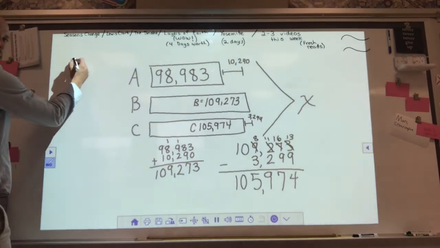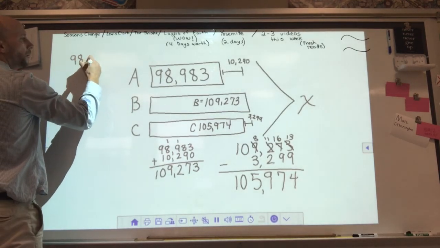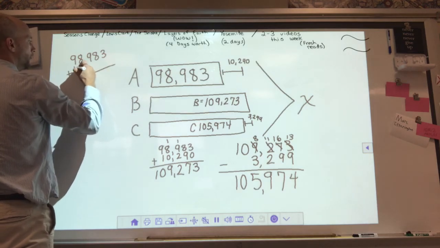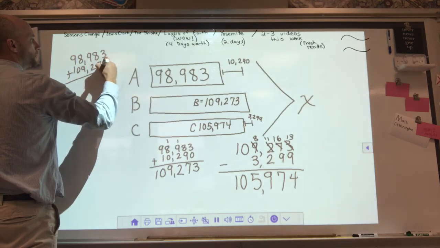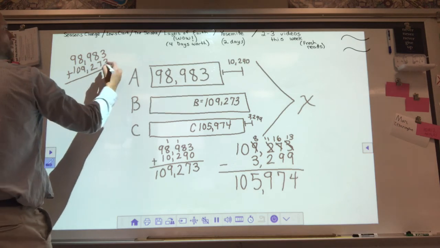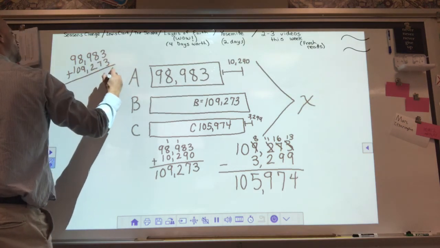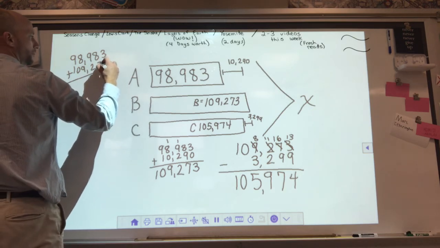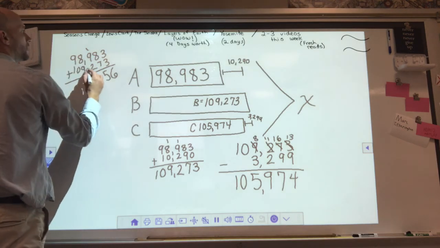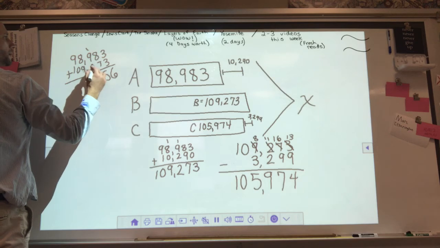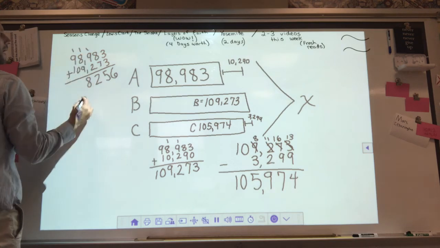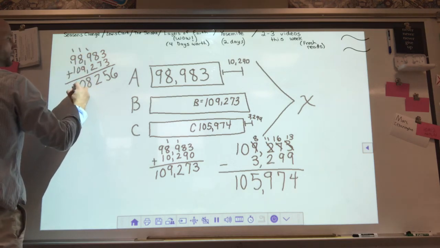So we're going to go 98,983 plus 109,273. Make sure I copied 98,983. 0 and good. 6. 8 and 7. 7 and 7 is 14, so one more would be 15. 9 and 1 is 10, plus one more is 12. 9 and 1 is 10, plus 8 more is 18. 9 and 1 is 10. Give me 208.